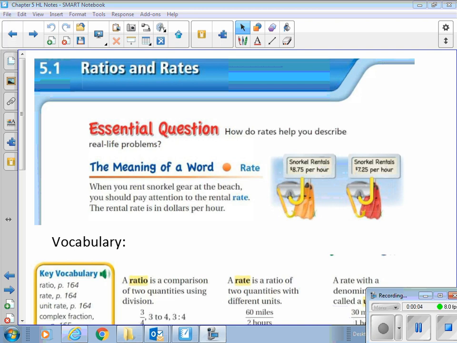This lesson is from Chapter 5, Lesson 1, Ratios and Rates. Your essential question: how do rates help you to describe real-life problems?